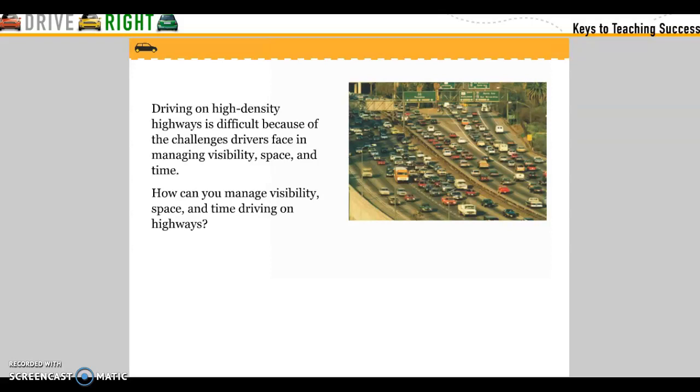Driving on high-density highways is difficult because of all the challenges drivers face in managing visibility, space, and time. How can you manage visibility, space, and time on this highway? Tough, but you can do it.